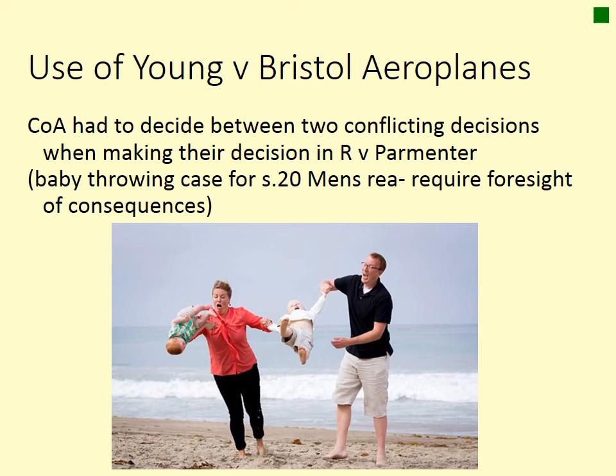The use of Young v Bristol Aeroplane can be seen in the case of Parmenter. Remember, this is where the court decided that for Section 20 of the Offences Against the Person Act, the mens rea required foresight of some harm. In the case of Parmenter, there were two previous decisions which conflicted, and the decision was reached that there was the requirement of foresight of consequences. So Young v Bristol Aeroplane was used to make the decision in R v Parmenter, is what you need to know here.